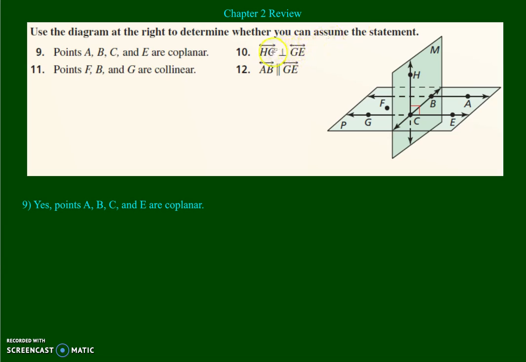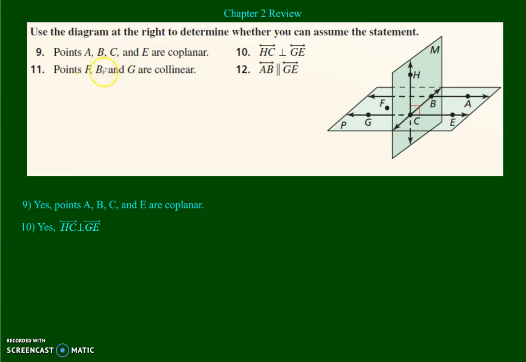So can we assume line HC is perpendicular to line GE? So here's line HC and line GE. We can see that there's this right angle symbol here. So because of that right angle symbol, we can conclude that HC is perpendicular to GE. Now on to problem 11.